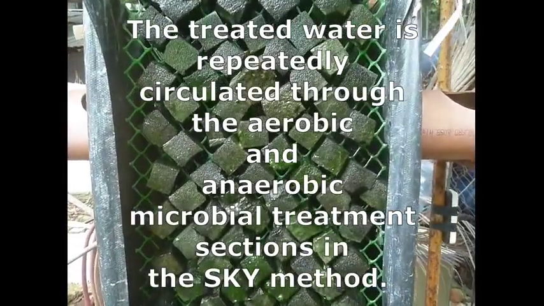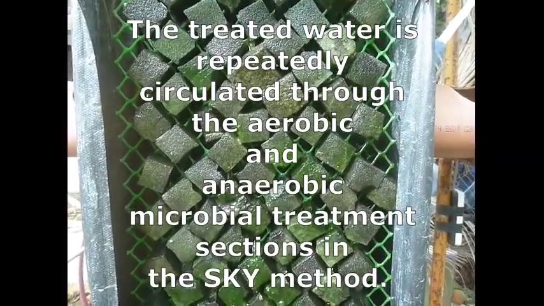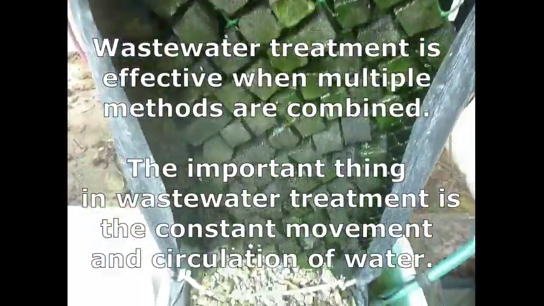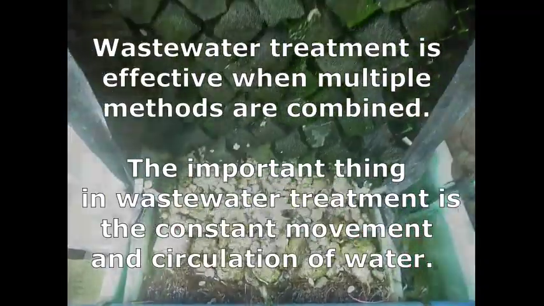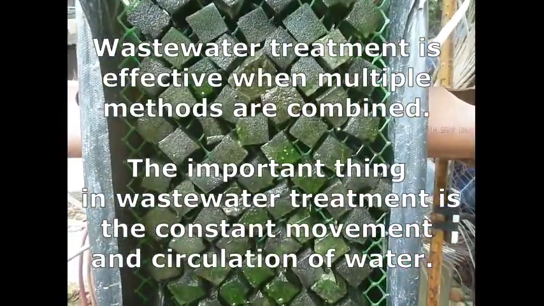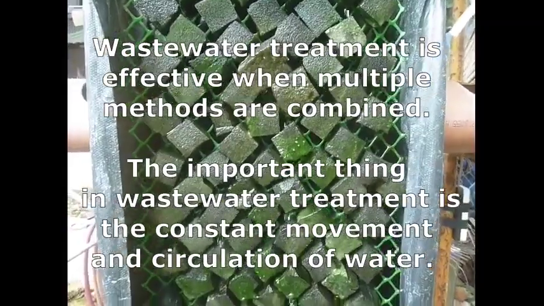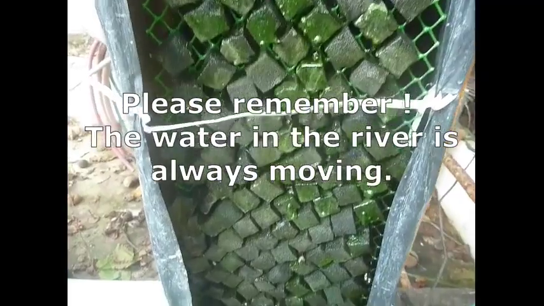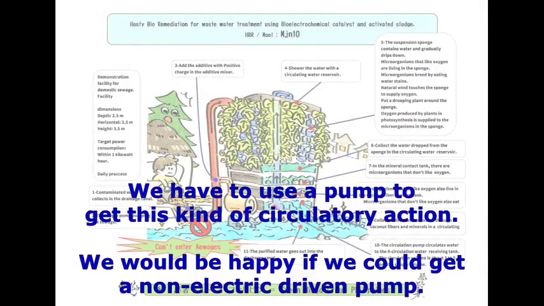The treated water is repeatedly circulated through the aerobic and anaerobic microbial treatment sections in the Sky method. Wastewater treatment is effective when multiple methods are combined. The important thing in wastewater treatment is the constant movement and circulation of water. Please remember, the water in the river is always moving. We have to use a pump to get this kind of circulatory action. We would be happy if we could get a non-electric driven pump.